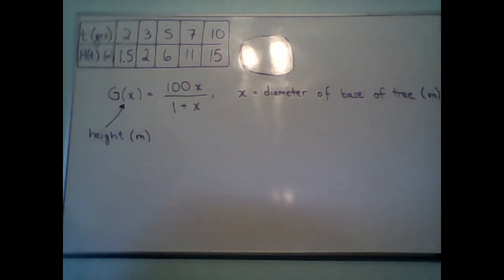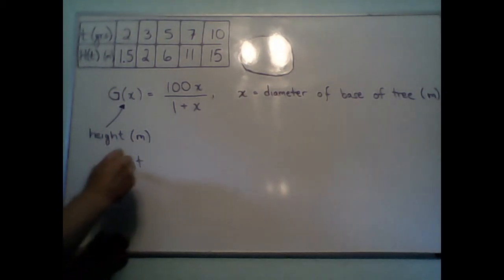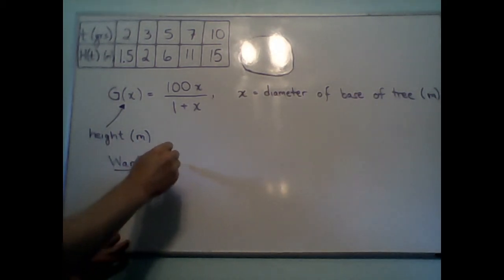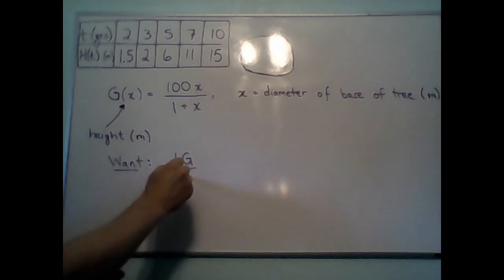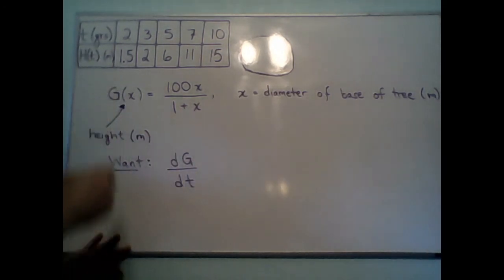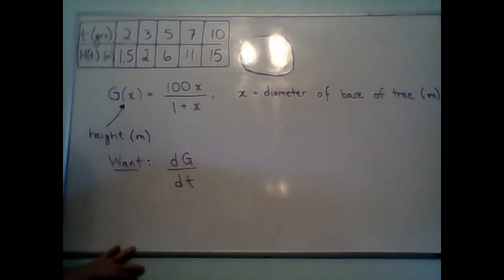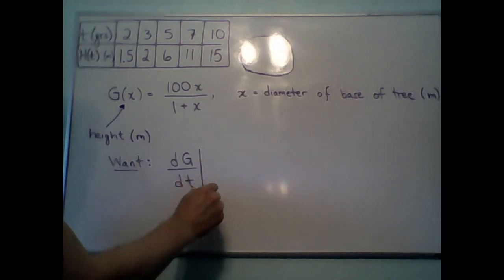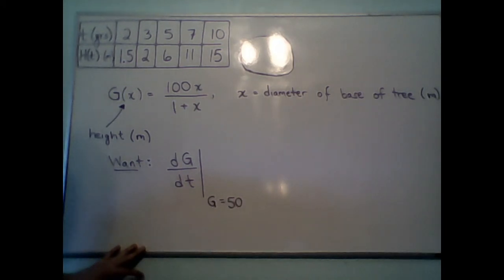And it wants to know, once again, what is the rate of change of the height with respect to time? This is one of these related rate questions, right? We want dg dt. We're done with h, we're working with g now. G is the height. The rate of change of the height with respect to time at the time when the tree is 50 meters tall. So at the time when g equals 50, that's what we can write. So that's what we're looking for.